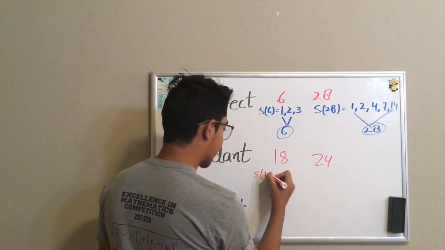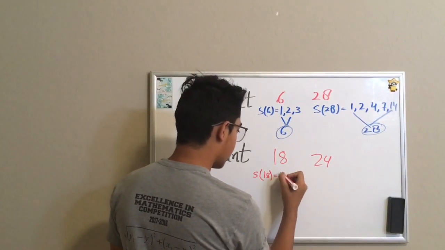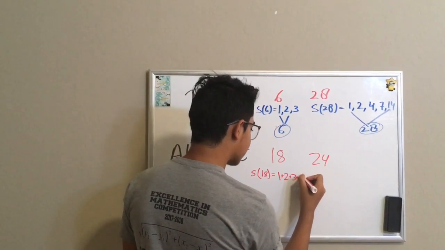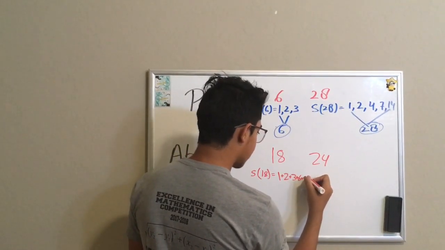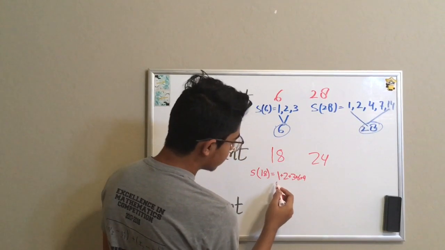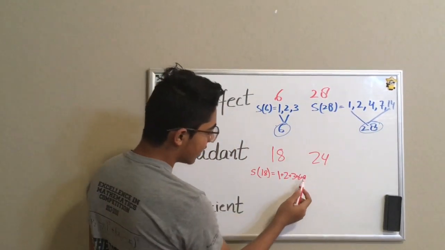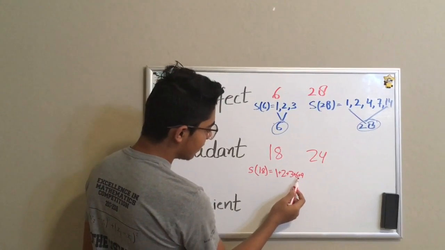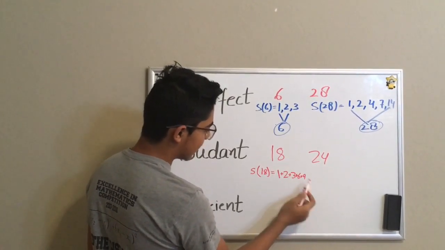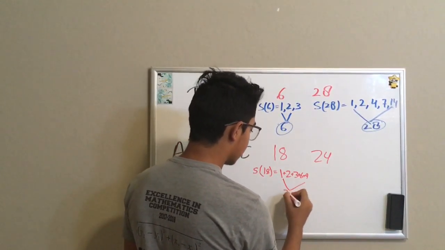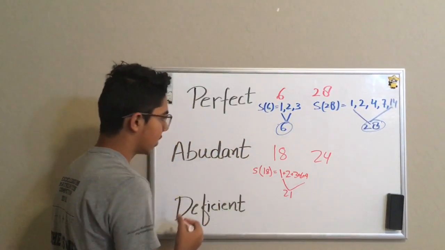So S of 18 would equal 1 plus 2 plus 3 plus 6 plus 9. And when we take its sum, the sum is actually going to be greater than 18. 9 plus 6 is 15. 15 plus 3 is 18. So that's already 18. Plus another 3 is 21. So that's why 18 is an abundant number.